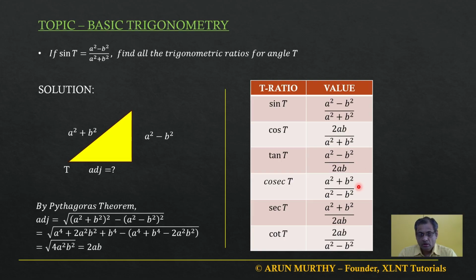Cosecant t is the inverse of sin t, so reciprocal of sin t. So just take sin t and write it in reciprocal order. You get (a² + b²) by (a² − b²). Secant t is the reciprocal of cos t, so it becomes (a² + b²) by 2ab. And cot t is the reciprocal of tan t, which gives us 2ab by (a² − b²).